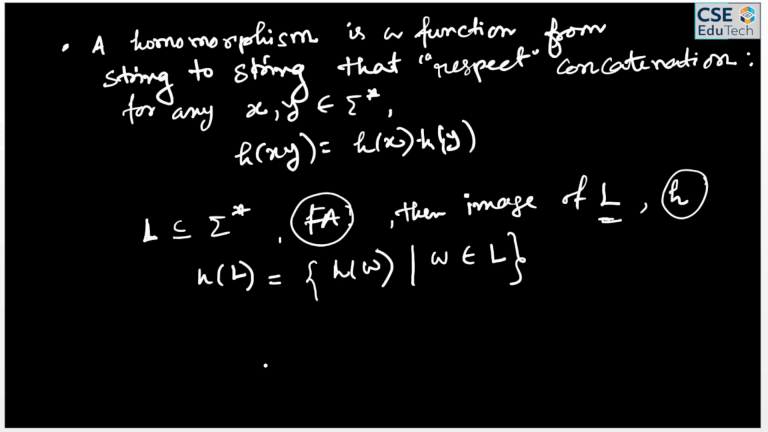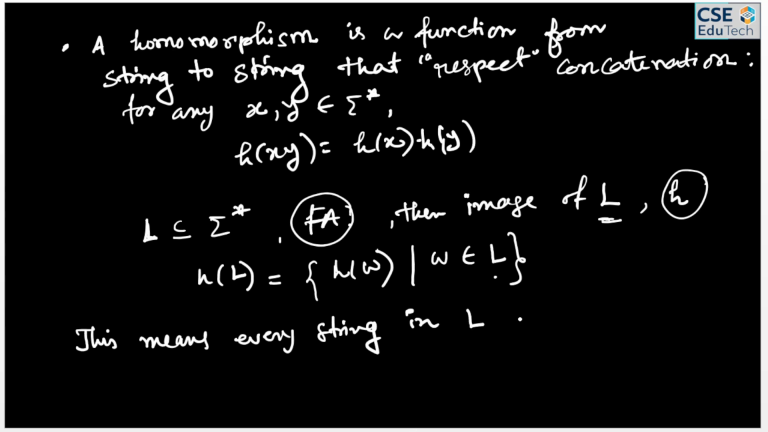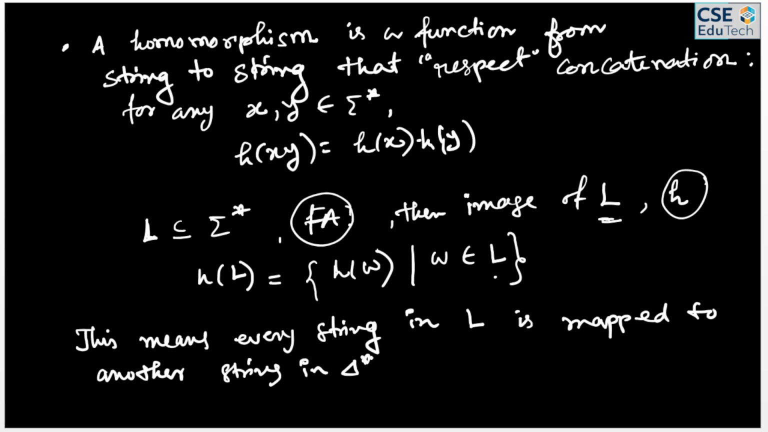That means every string in L is mapped to another string in delta star. So what is the meaning of this? This means every string in L is mapped to another string in delta star.